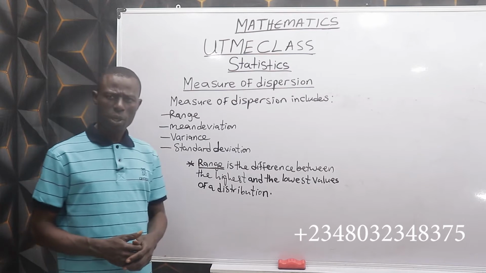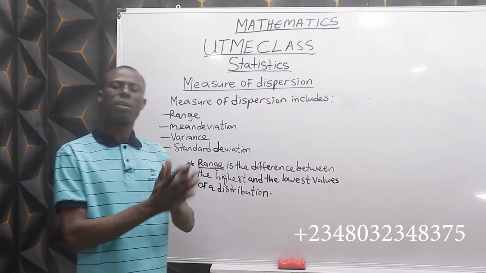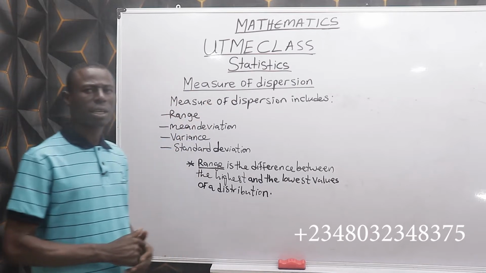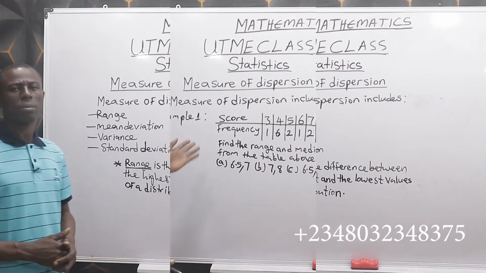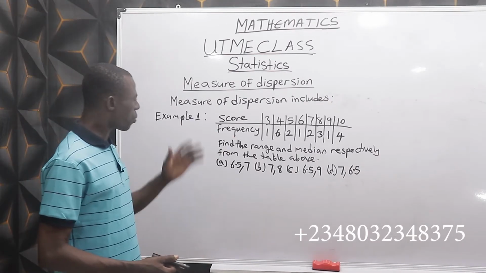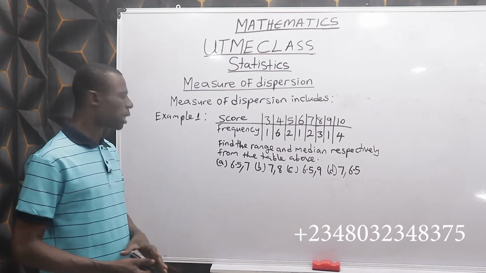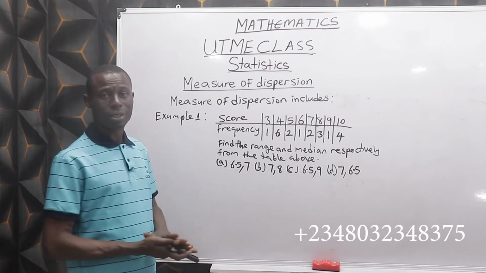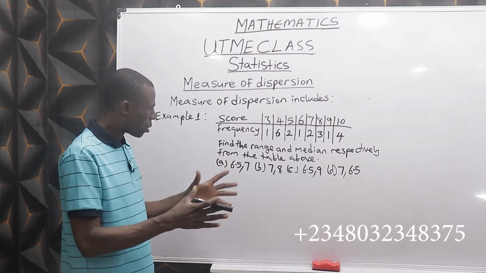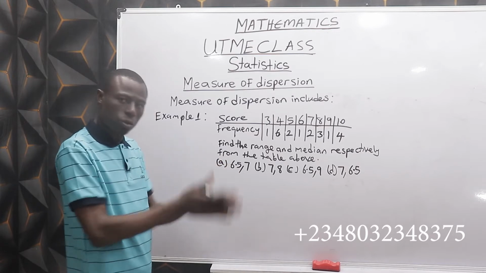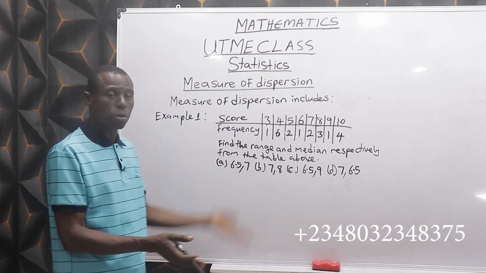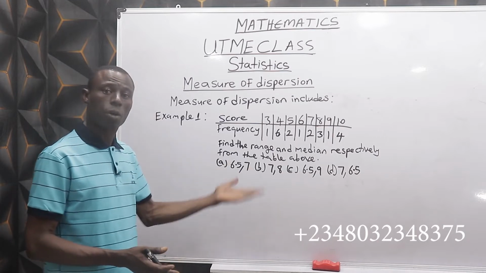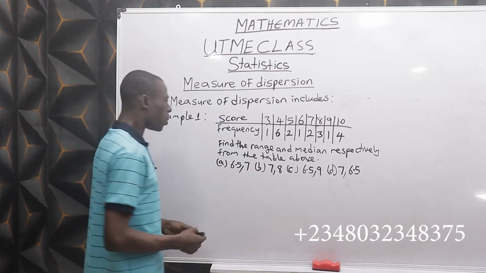What is range? Range of a distribution refers to the difference between the highest and the lowest value of the distribution. Let's take example 1 on range. The table is given. Find the range and the median respectively from the table above. You can see we are dealing with range, but the question matches both the range and median together. So we have no choice because we want to learn range, we have to deal with the question together. Meanwhile, we have done median before now, so it is not a problem.